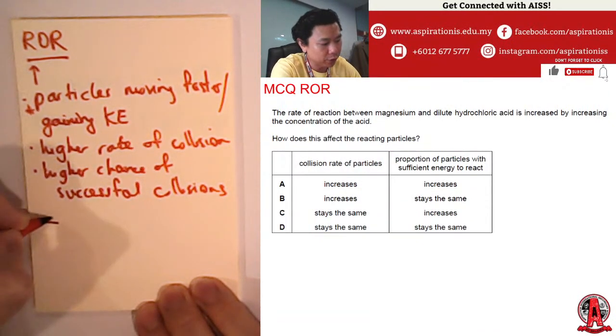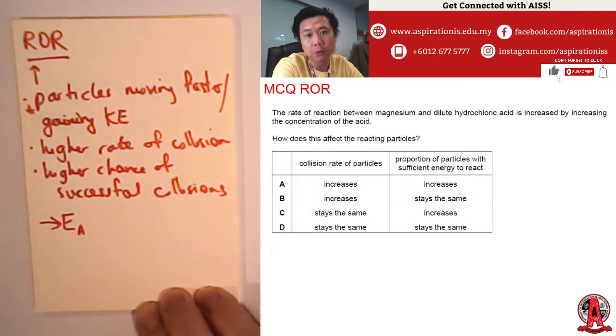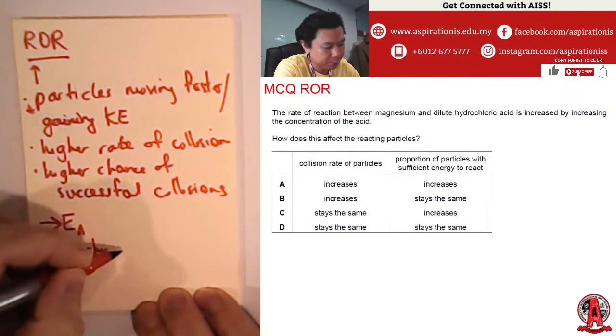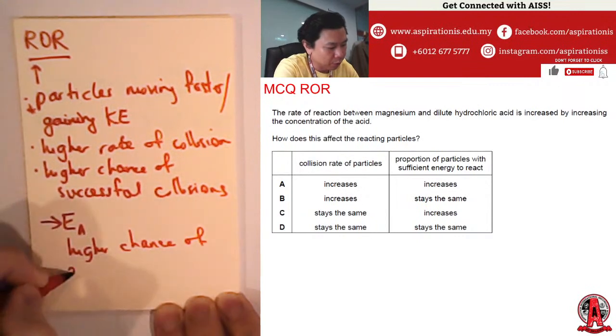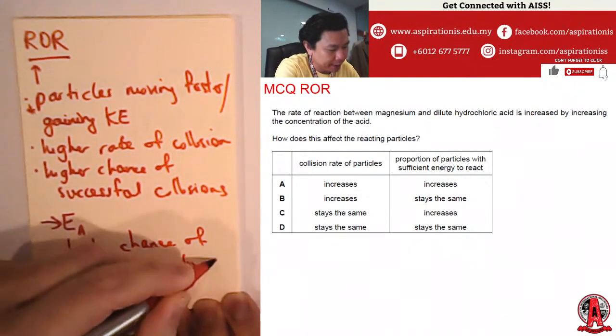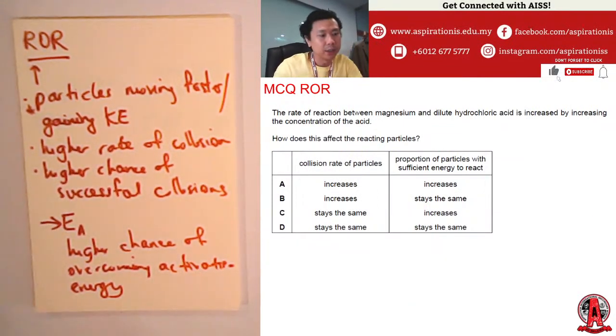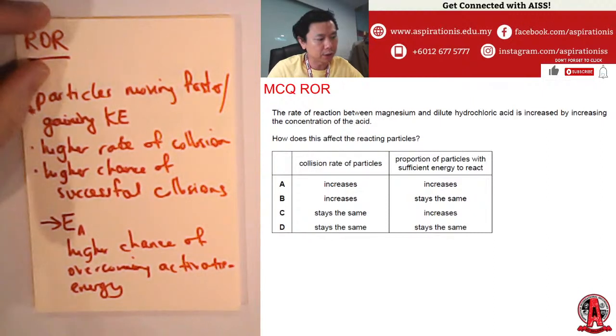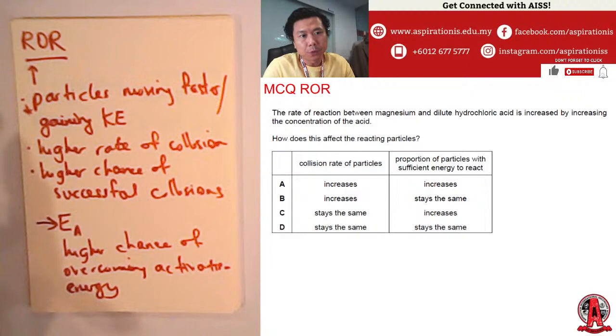Now for temperature and catalyst, they want you to talk about activation energy. I hope you know about activation energy. So if you increase the temperature, there is a higher chance of overcoming activation energy. This is important, because increasingly in the later years they want you to include activation energy. So besides temperature, in what other situation do we use activation energy? Can you put the answer in the chat?